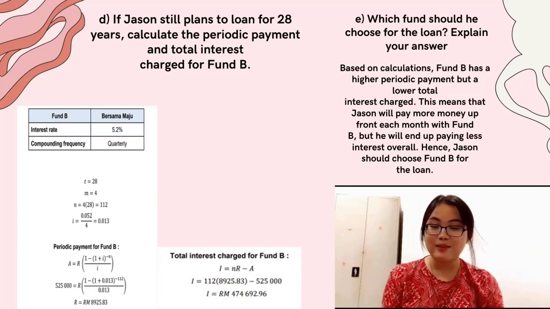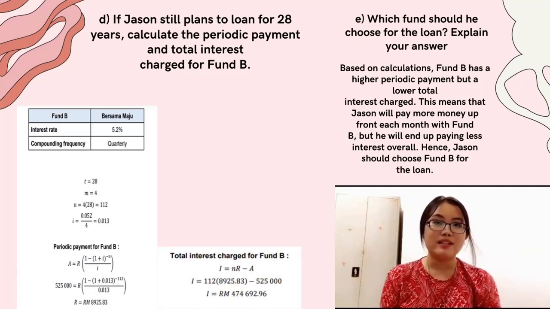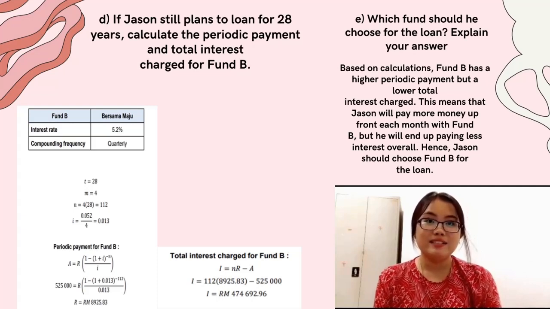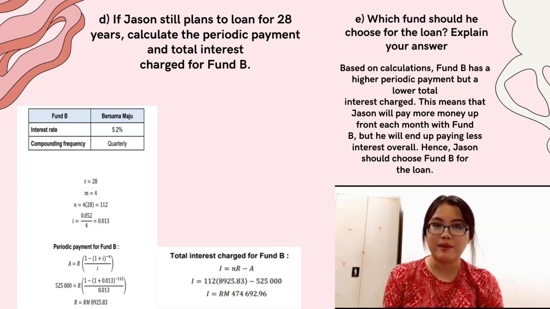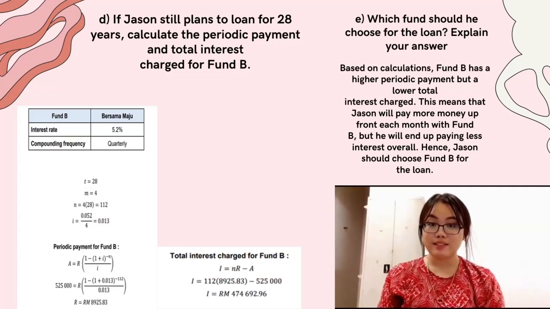Hello there, it's me again, Amelia Usun. It's my turn to explain chapter 6 parts D and E. The question is, if Jason still plans to loan for 28 years, calculate the periodic payment and total interest charged for Fund B. This is the table for the Bersama Maju company. In this table, the interest rate is 5.2% and the compounding frequency is quarterly.